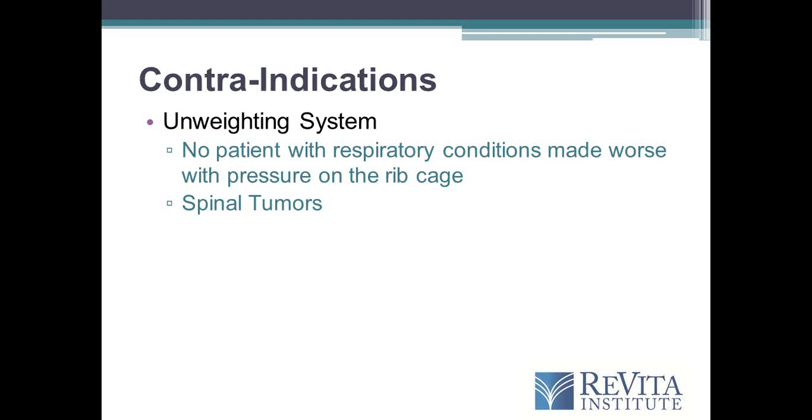Patients with spinal tumors are also another special category that are contraindicated for the unweighting system, in that spinal tumors can actually rest within the vertebral column itself and not cause any problems until traction force is placed and compression is placed on the spine itself. So as a result, we need to be very careful in the unweighting system that these two categories of patients are avoided.